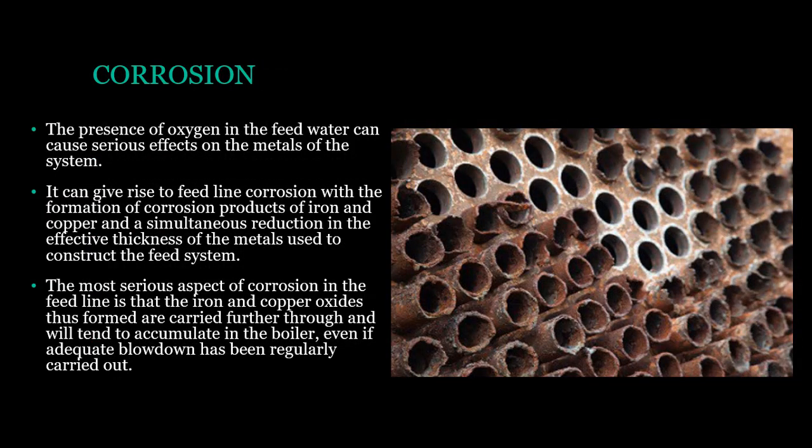Oxygen corrosion. The presence of oxygen in the feed water can cause serious effects on the metals of the system. It can give rise to feed line corrosion with the formation of corrosion products of iron and copper and a simultaneous reduction in the effective thickness of the metals used to construct the feed system. The most serious aspect of corrosion in the feed line is that the iron and copper oxides thus formed are carried further through and will tend to accumulate in the boiler, even if adequate blowdown has been regularly carried out.